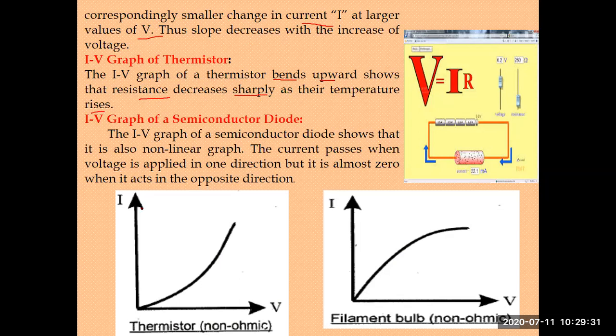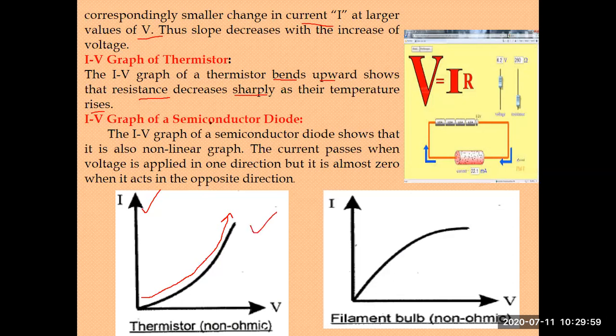So this is another example where, with the increase of the temperature, the resistance of the substance is decreasing. That's why its current will increase with the decrease of the resistance, and the graph will bend in the upward direction. So this is one of the substances where with the increase of the temperature, the resistance of the substance is decreasing, so the amount of current is increasing. This is the example of a thermistor.